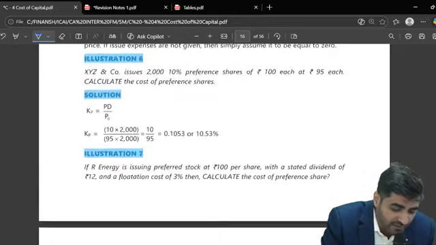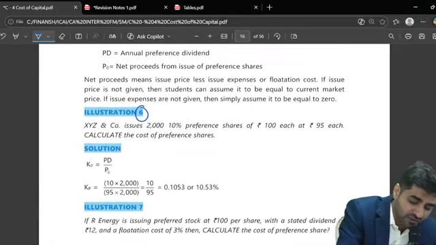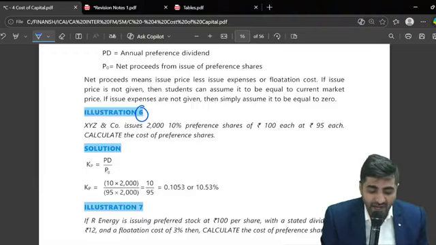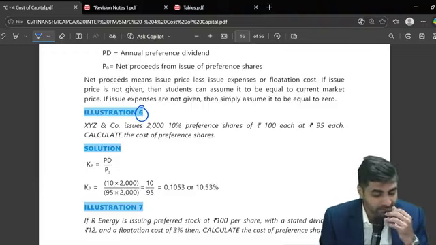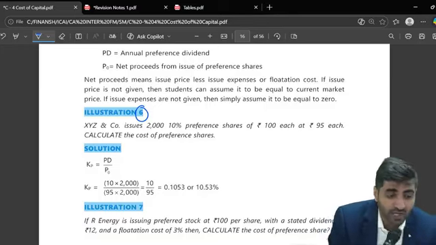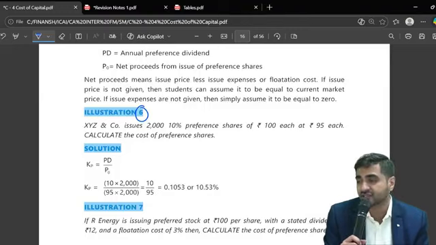Okay. Then there is illustration 6. So let's do this illustration 6. See guys, what is given to you? XYZ and company issues 2000, 10% preference shares of rupees 100 each at rupees 95. We are required to calculate the cost of the preference shares.